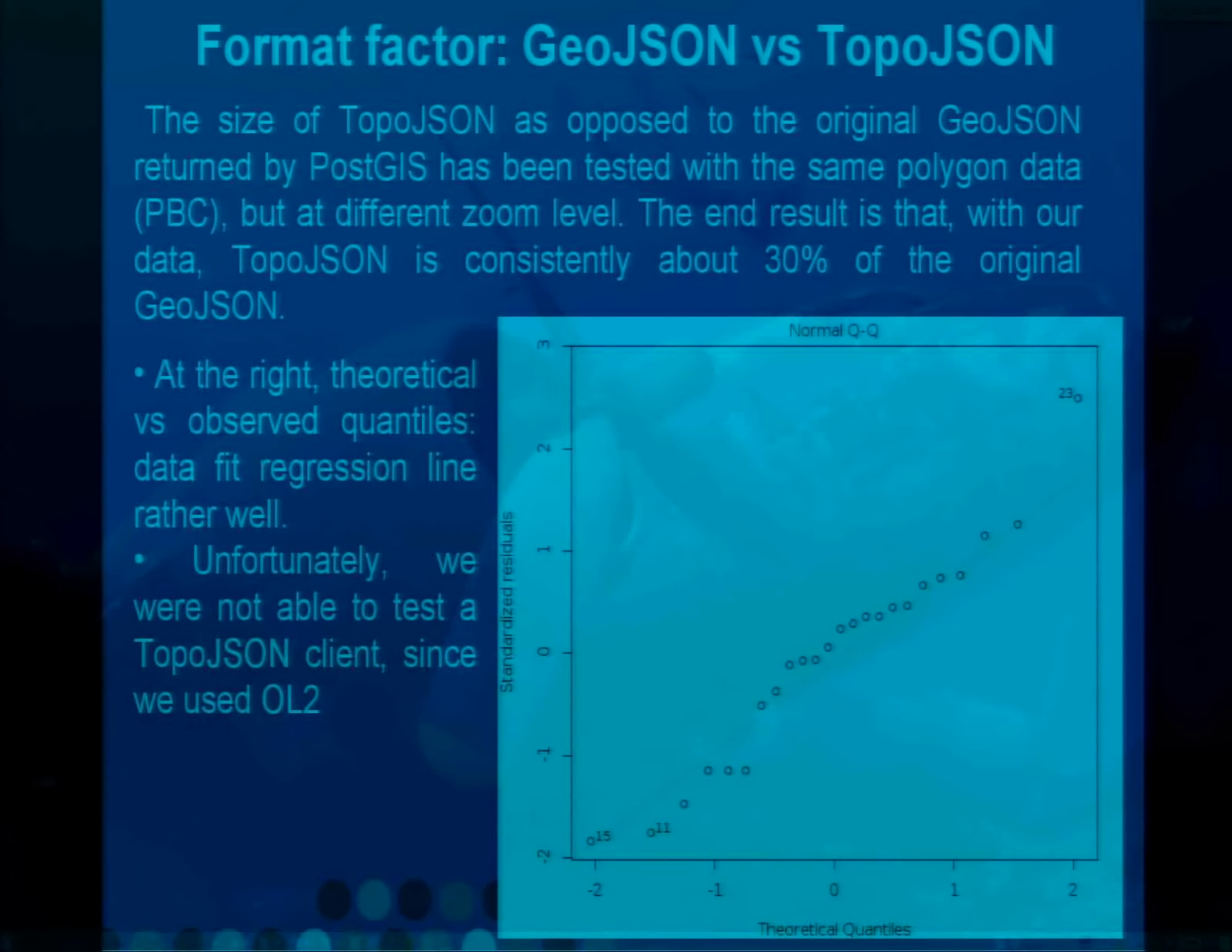GeoJSON versus TopoJSON. What I did is just grab some data in GeoJSON, then convert it to TopoJSON using a command line utility. And I found out that consistently, at least for our data, the size reduction was dramatic. It was reduced to 30% of the original size. So if we had some polygons which were, say, 100 kilobytes, then you may expect that to be reduced to 30 kilobytes, which is pretty good.